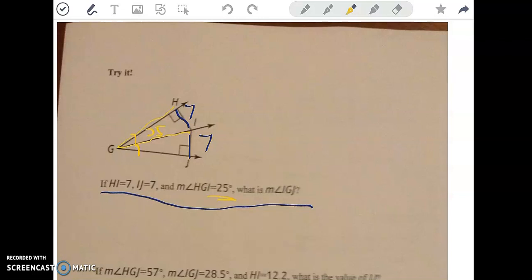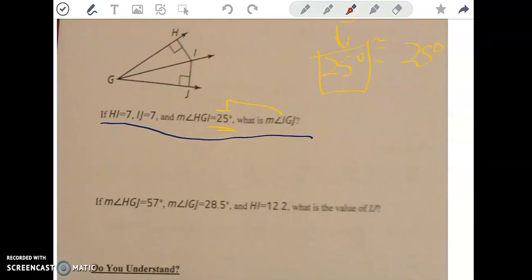Because of the equidistance and the congruent angles, because they've been bisected, angle IGJ is going to be congruent to angle HGI. And we know that HGI is 25 degrees. Since they're congruent, that too is going to be 25 degrees. So 25 degrees is the answer for angle IGJ.